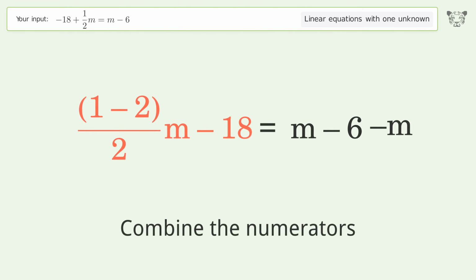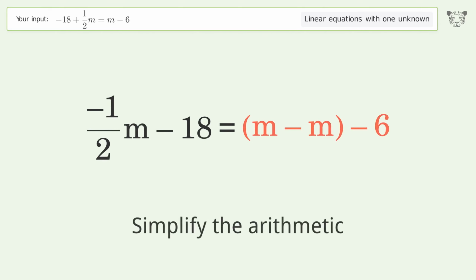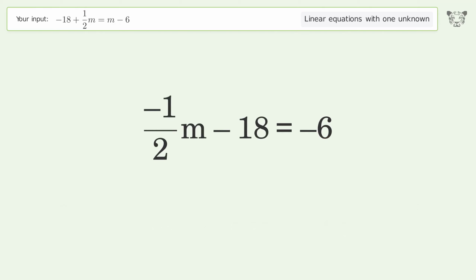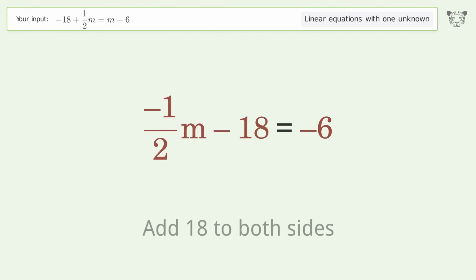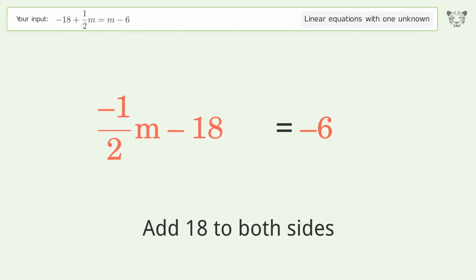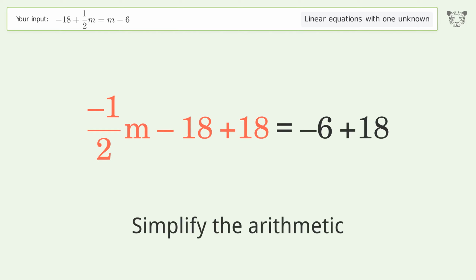Combine the numerators. Group like terms. Simplify the arithmetic. Group all constants on the right side of the equation. Add 18 to both sides. Simplify the arithmetic.